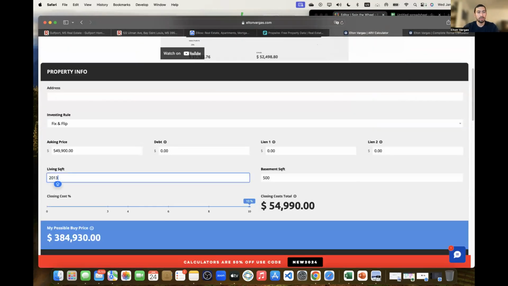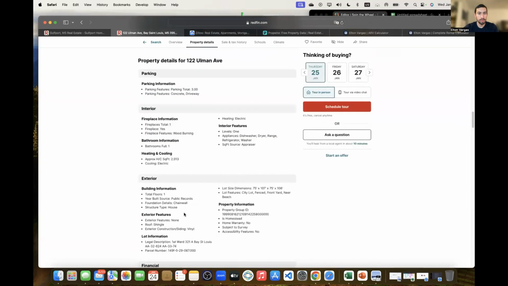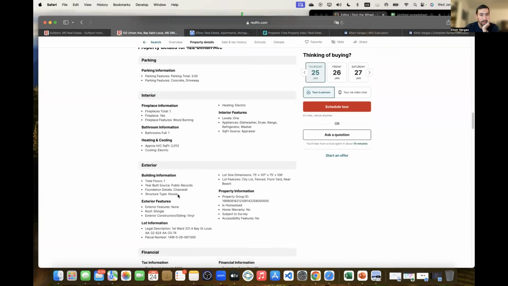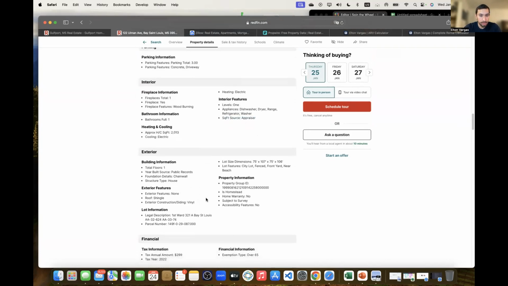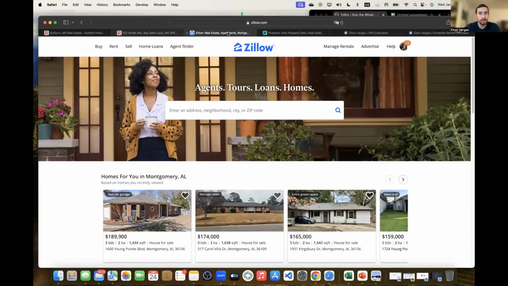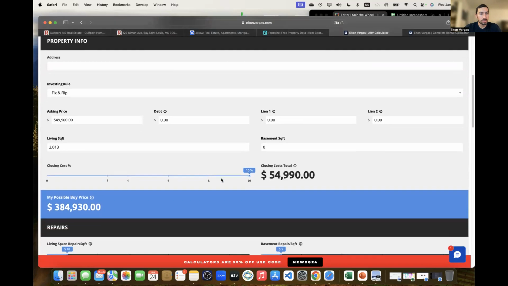We have a 2013 square foot home. There's no basement here in Mississippi, I believe. I can find out through the details. Let's see if it's a crawl space, square foot source appraiser. Because they appraised it, roof, shingle, exterior, foundation, chain wall. Okay, so no basement on this property. That's perfectly fine. So zero in the basement.